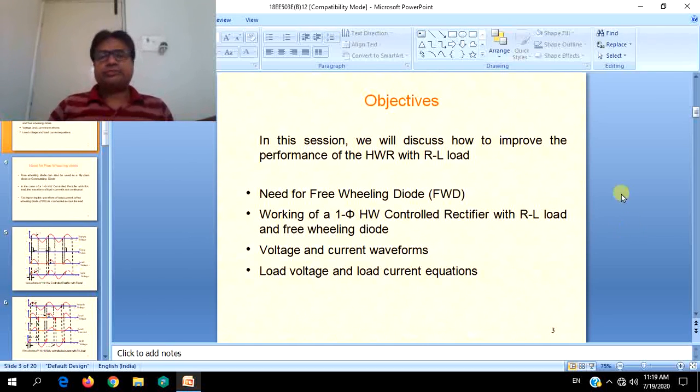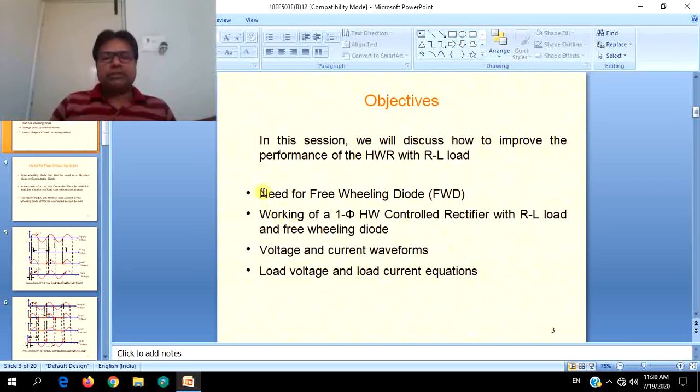So that is where the need for a freewheeling diode comes in. The need for a freewheeling diode is to cope with the problems we have discussed so far, that is, discontinuity of current, negative voltage applied across the SCR, and negative voltage applied across the load.